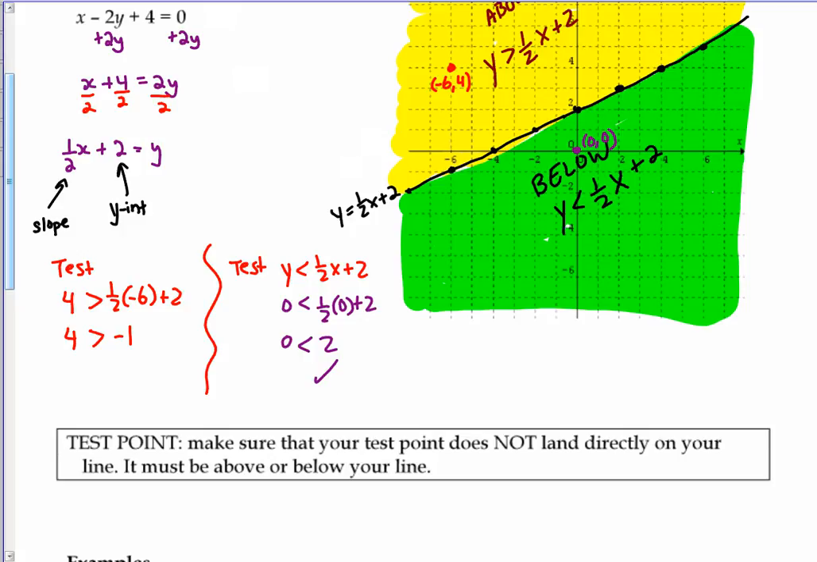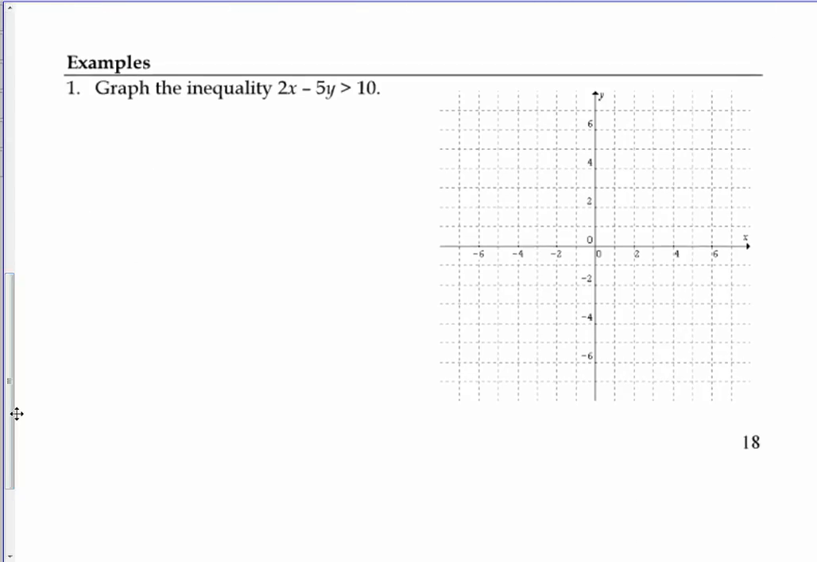Well, let's go through a couple of examples. You'll see. Let's go through this one. So our first step when we're graphing a linear inequality is to do what? Isolate y. So we're first going to isolate y. So let's do that.